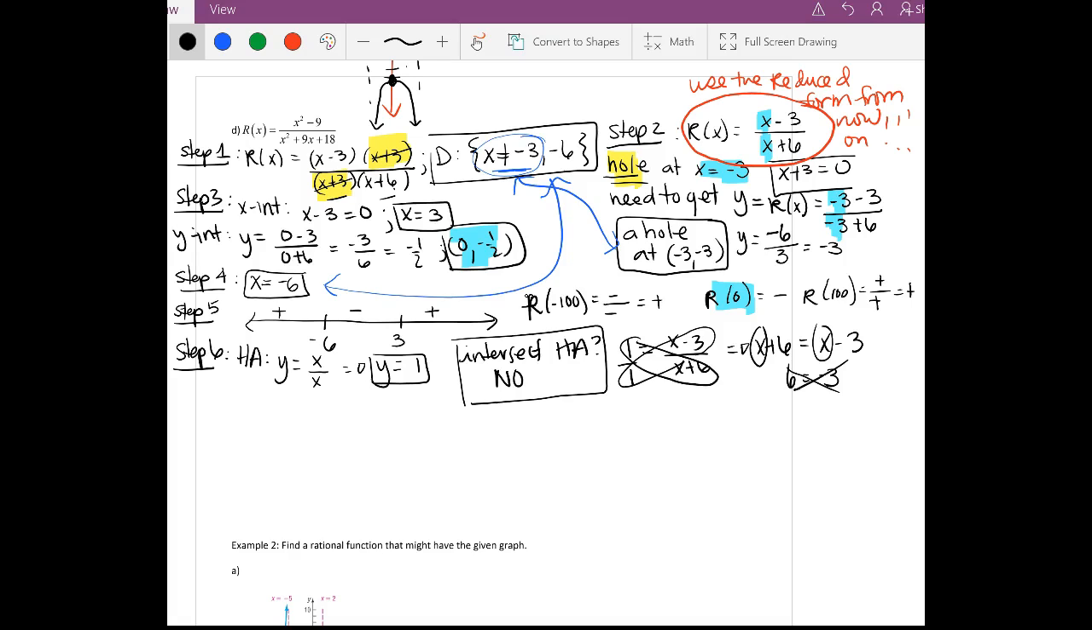Next one is step 7. This is our last one of today. Okay, let's sketch it out. Here we go.